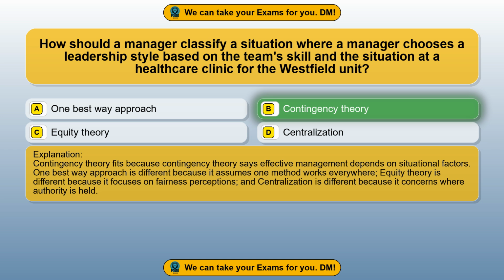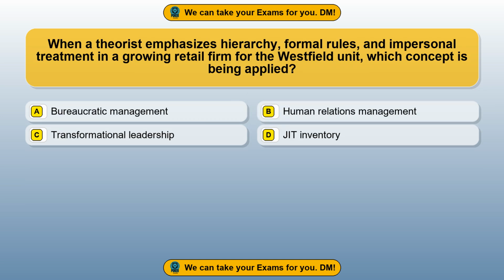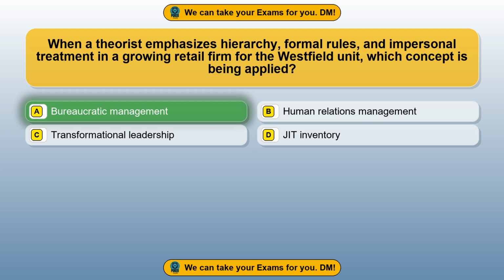Question 56. When a theorist emphasizes hierarchy, formal rules, and impersonal treatment in a growing retail firm for the Westfield unit, which concept is being applied? Option A, bureaucratic management. Option B, human relations management. Option C, transformational leadership. Option D, JIT inventory. The correct answer is option A, bureaucratic management.